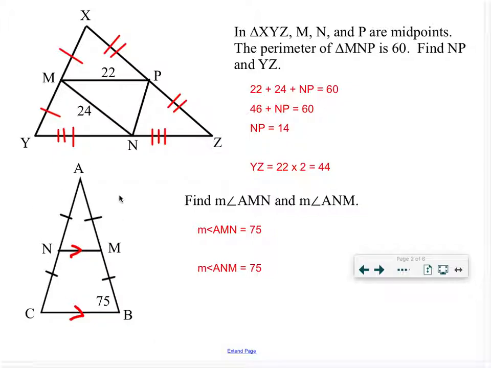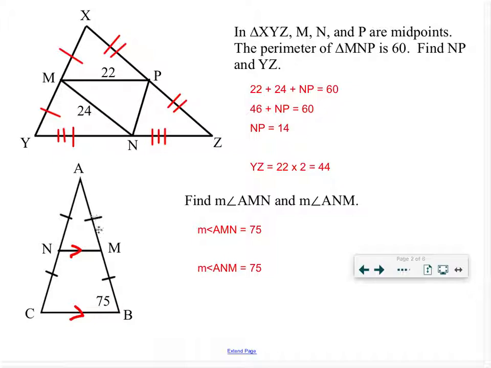Now the other piece is I want you to look up at triangle ANM. Focus right here. Look at the markings here. What kind of triangle is triangle ANM? I'm hoping you said isosceles. It is an isosceles triangle, and because that's an isosceles triangle, we know these base angles are equal. So we're bringing that knowledge from chapter 4 into what we're doing in chapter 5. So this angle here was 75.